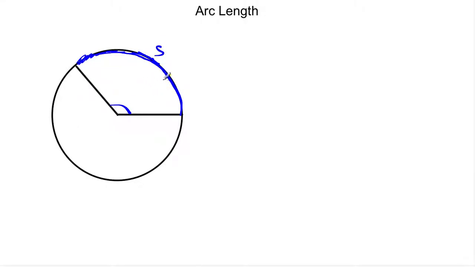We call that S. This is our central angle, and we call that theta, and this is the radius, r. The formula for the arc length is very simply S is equal to r times theta. And so from that, we can actually get other relationships.